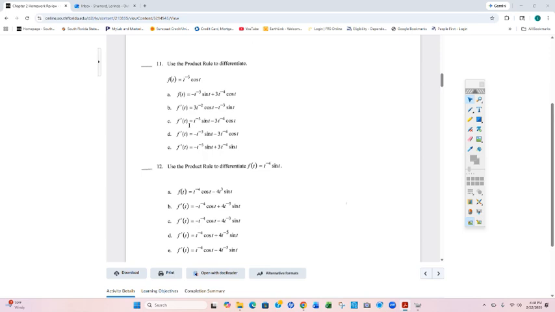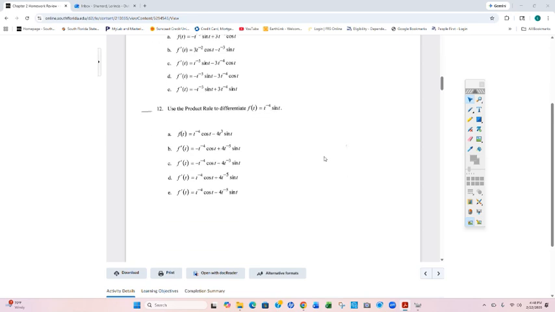C, f prime of t equals t to the negative 3 sine t minus 3t to the negative 4 cosine t. D, f prime of t equals negative t to the negative 3 sine t minus 3t to the negative 4 cosine t. E, f prime of t equals negative t to the negative 3 sine t plus 3t to the negative 4 sine t. The answer to number 11 is D, and that comes from section 2.3.